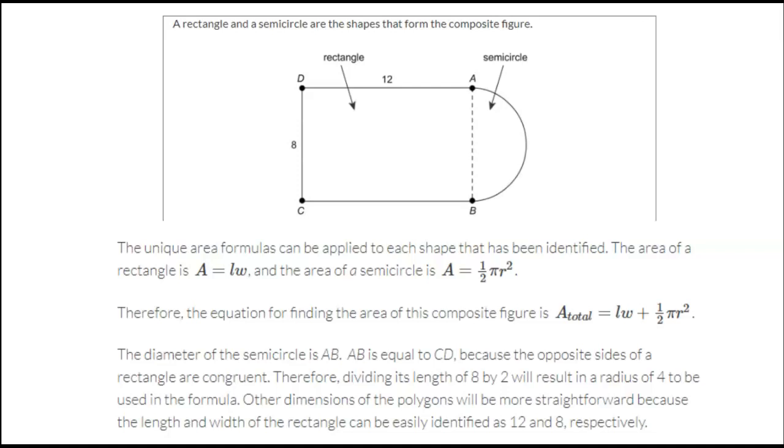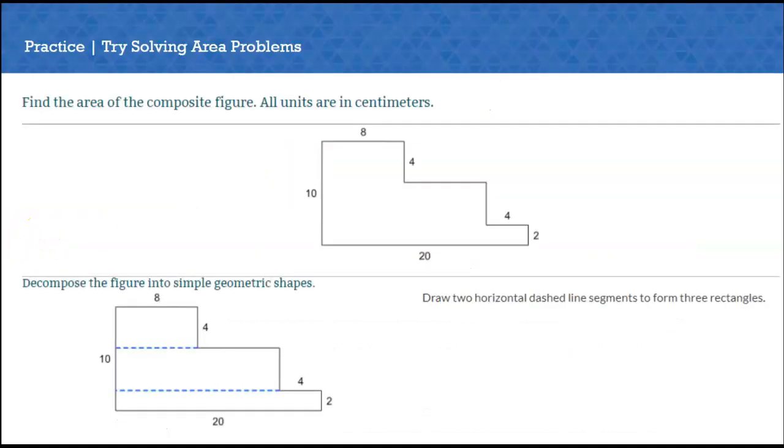The diameter of this semicircle is AB. AB is equal to CD because the opposite sides of a rectangle are congruent. Therefore, dividing its length of 8 by 2 will result in the radius. Think about the fact that this is the diameter of this circle right here. So if I divide that by 2, I get the radius. Okay, so I'm going to say radius squared, which is 4. Let's look at another one.